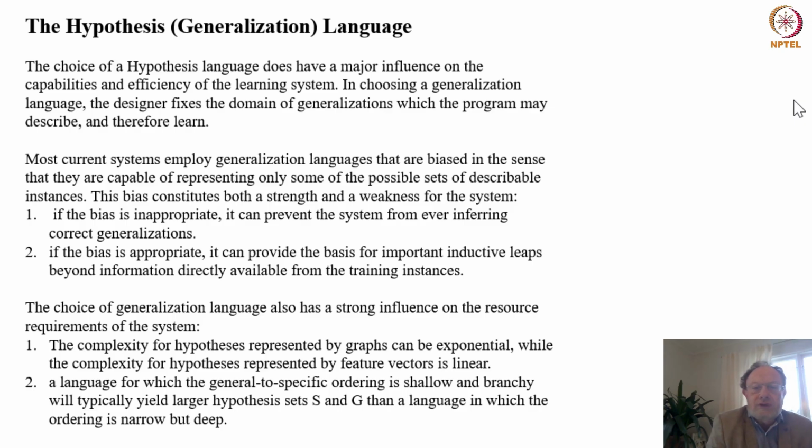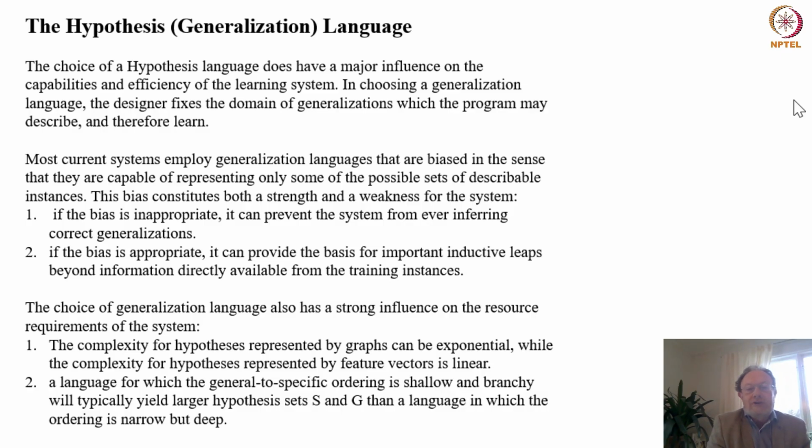These biases consist of both a strength and a weakness. If the bias is inappropriately chosen, it can prevent the system from inferring the correct generalizations. If it is well chosen, it can guide the induction, so it can actually enable inductive steps beyond the information directly given by the instances. So there is a backside and a good side of this kind of language.